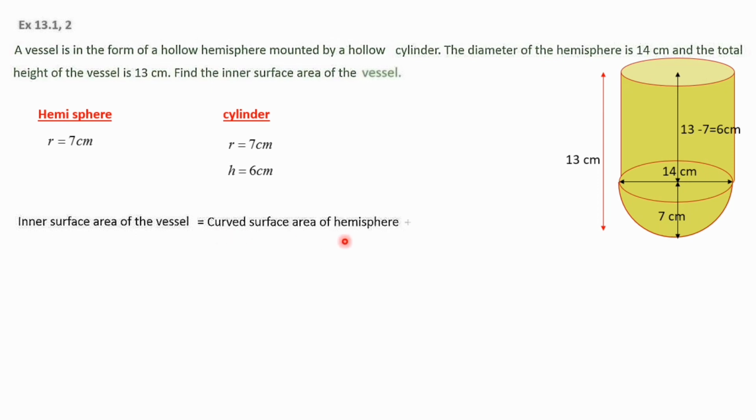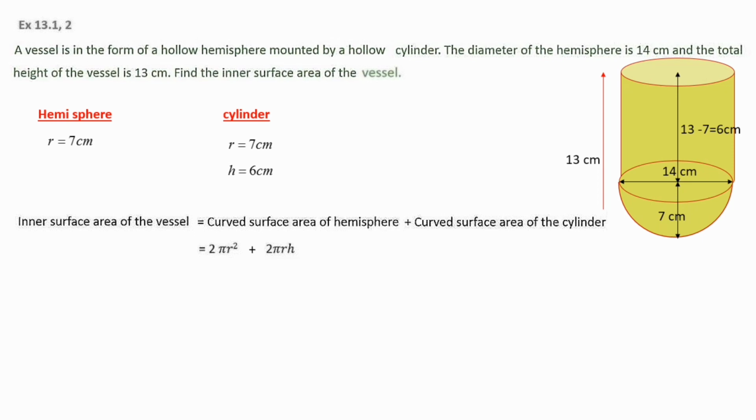That is curved surface area of hemisphere plus curved surface area of cylinder. Curved surface area in short form we can write CSA. It's not a problem. Then when we substitute it, the curved surface area of hemisphere is 2 pi r square. Curved surface area of cylinder is 2 pi r h.